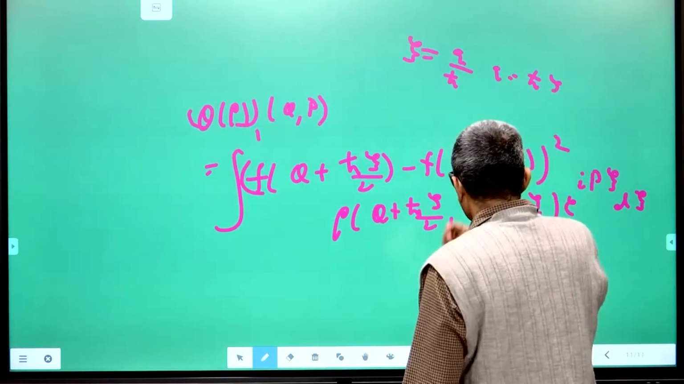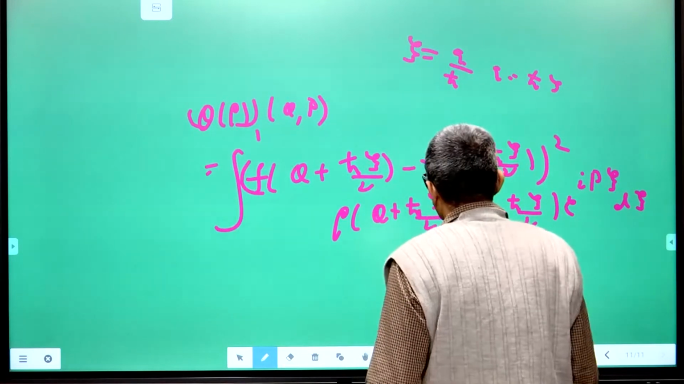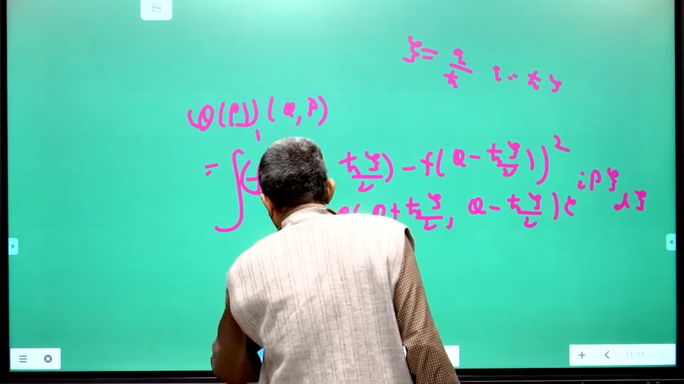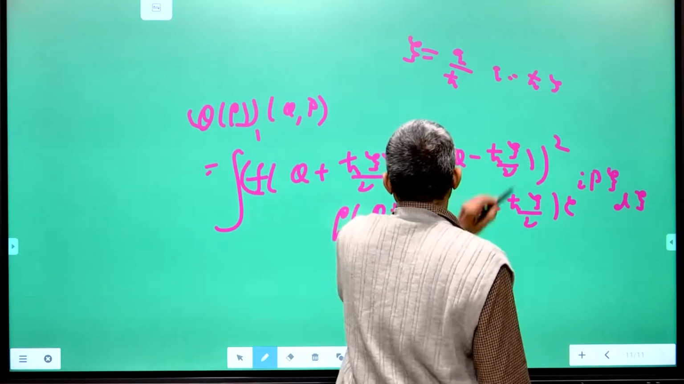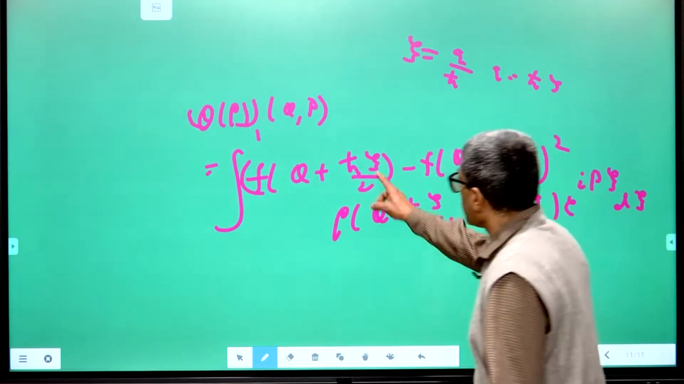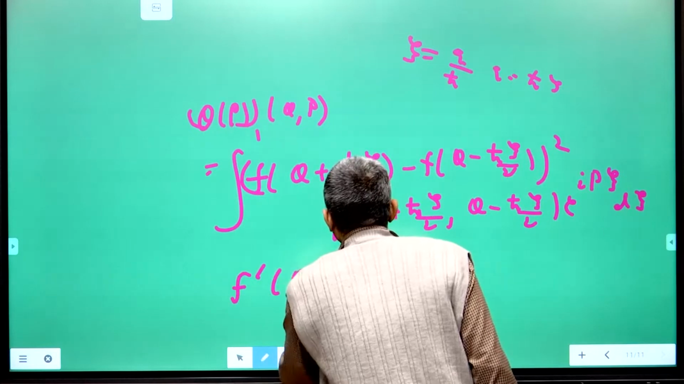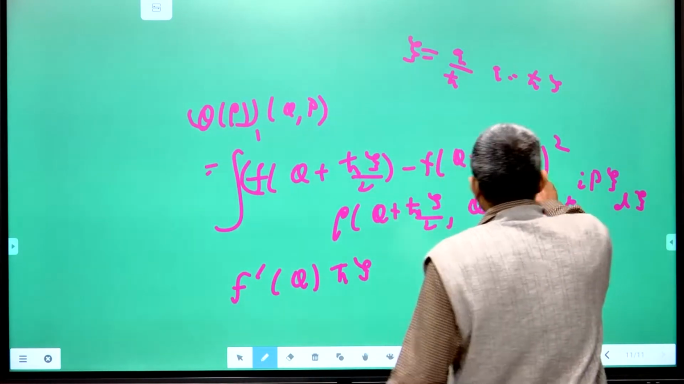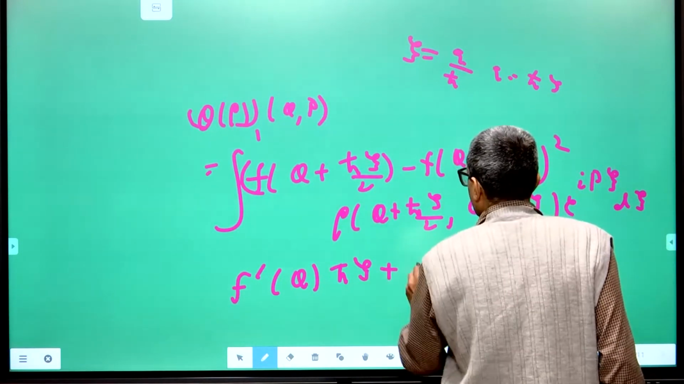Now if I expand this in powers of Planck's constant, up to what are the terms that will survive? The zeroth order term will cancel out. If you evaluate at xi equal to 0, you get the same thing here. If you calculate the first order term, you get f dash of q times h xi by 2, h xi, plus h xi by 2 into minus h xi by 2, which is h xi, plus you will get a term like f triple dash will cancel out.